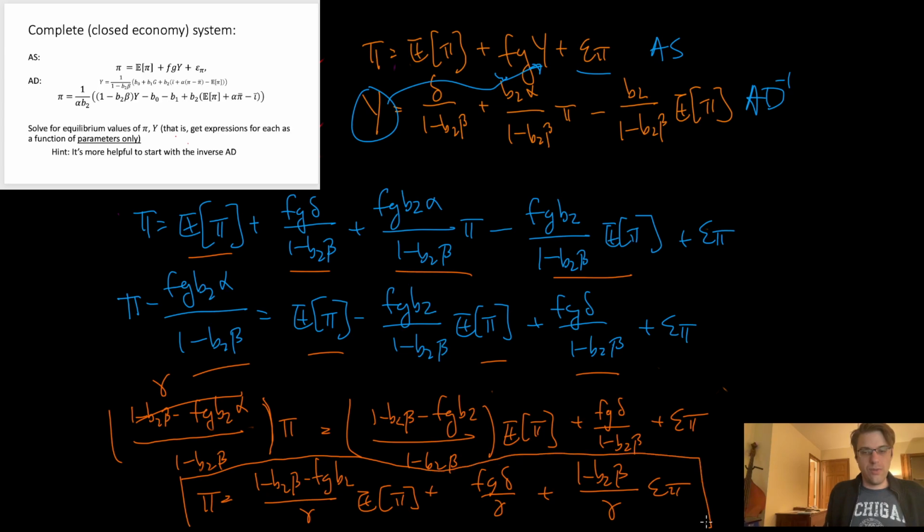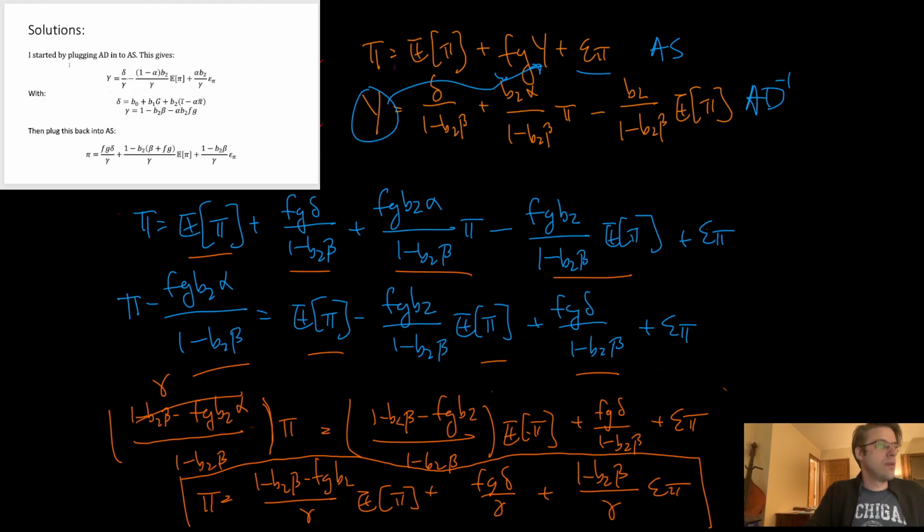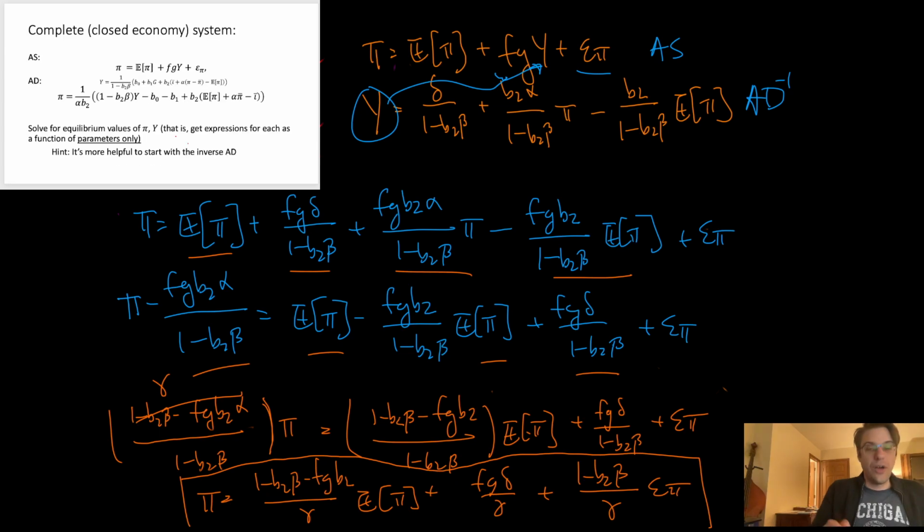Let's draw a box around that, and we can check our answers in the PowerPoint. For pi, we have fg delta over gamma. Good. We have 1 minus b2 beta plus b2 fg over gamma expectation. Yes, that's what we have. Then we have 1 minus b2 over gamma expectation of pi, expectation epsilon pi. Okay, so very nice. We have the right answer here. And then for the other one, you have options, because now you could plug this into y, and you would just have your answer. That looks pretty messy.